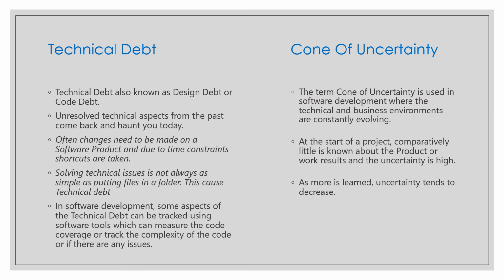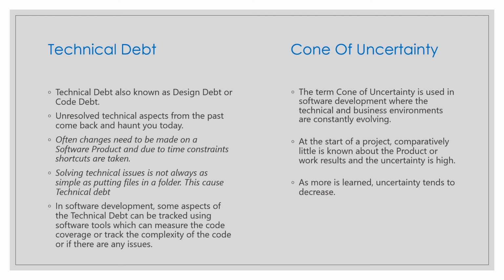One of the important topics is the cone of uncertainty. How does the cone look? Imagine, right? The term cone of uncertainty is used in software development, where the technical and business environment are constantly evolving.